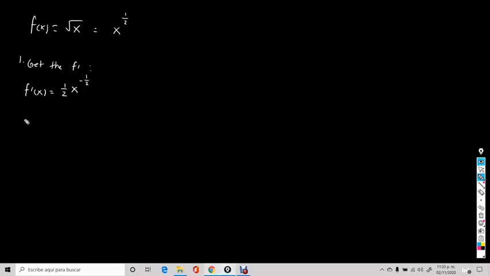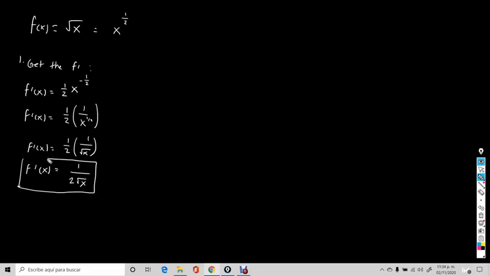If I don't want to use negative exponents, I can write it in this way: 1/2 times x to the 1/2, and f prime of x equals 1/2 times 1 over the square root of x, or finally, in a much more aesthetic way, 1 over 2 times the square root of x. So this is my derivative, guys. Either way, these are all the same, but I think this one looks better. So I got the derivative.